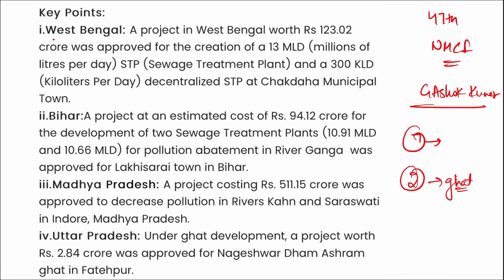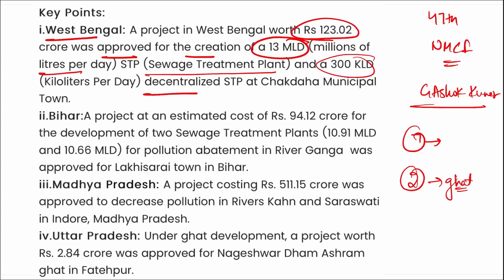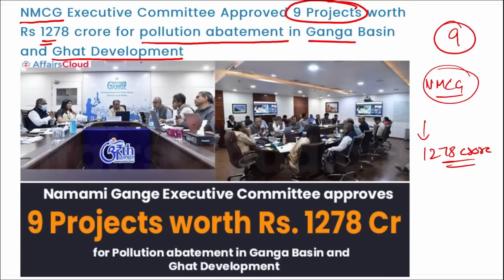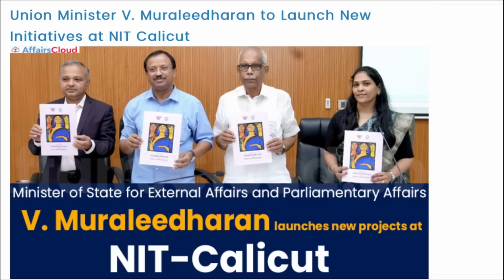Then here you can see, for example, in West Bengal, a project worth 123 crore rupees was approved for the creation of a 13 million liters per day sewage treatment plant and a 30 kiloliters per day decentralized STP at the Chakdaha municipal town. Then in Bihar, a similar project worth 94 crore rupees was established. In Maharashtra, costing was around 511 crore and in UP, the costing was around 2.84 crore approved for the Nageshwar Dham Ashwan Ghat in Fatehpur. Alright, so remember, how many projects? 9 projects worth 1278 crore rupees were approved by National Mission for Clean Ganga for cleaning and redevelopment of the ghats near Ganga.